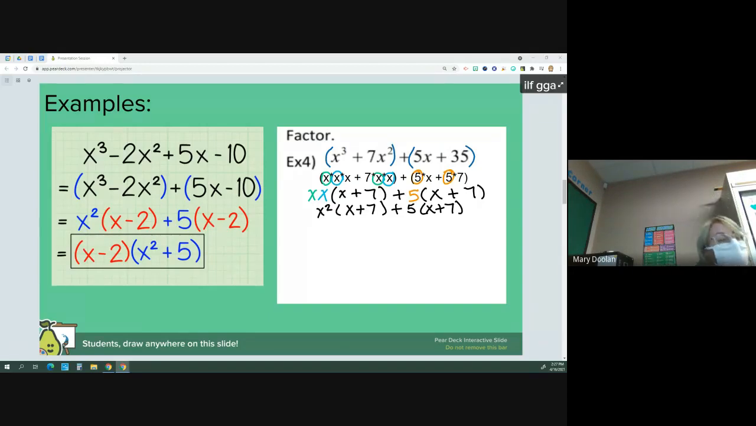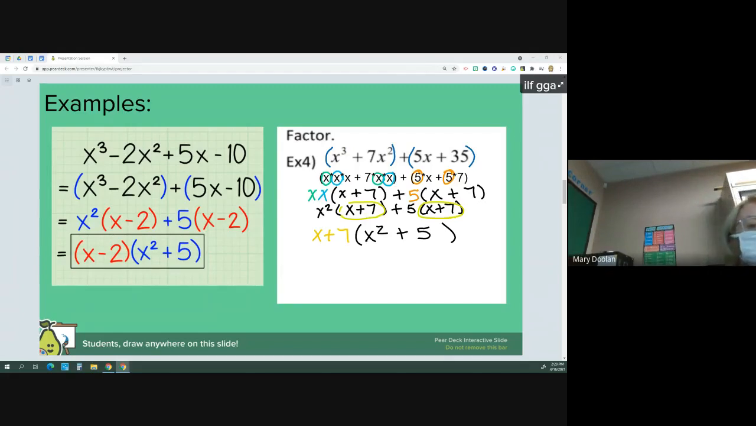And so I've now done the first and second step that we didn't do yesterday, and now we're at a point where this looks like something that we did see yesterday. We have two terms, both with a common binomial factor, and that common binomial factor is x plus 7. So I can actually factor out this common factor of x plus 7. And then what's left over is x squared plus 5.